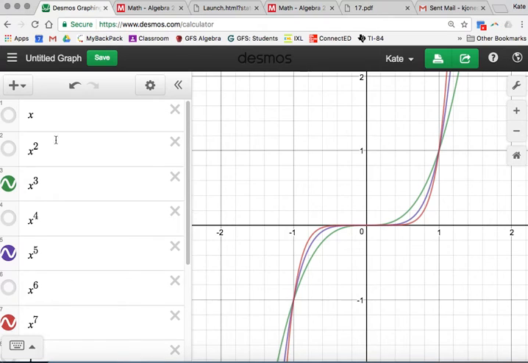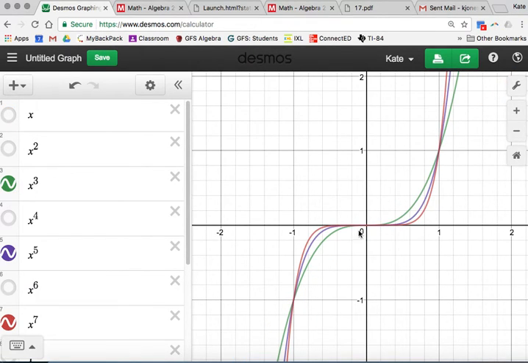I forgot our most common odd function here, our linear, or first one we learned. For the odd functions, the y goes from negative infinity to positive infinity if the leading coefficient is positive. If the leading coefficient is negative, then of course it comes from positive infinity and goes down to negative infinity. Okay, so that behavior is true for all of those odd functions.